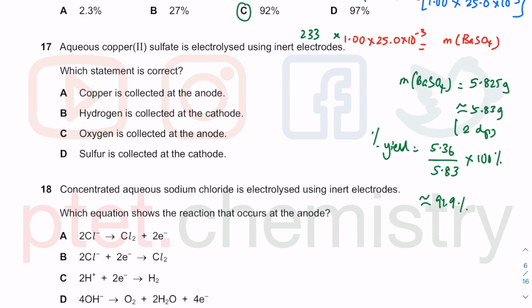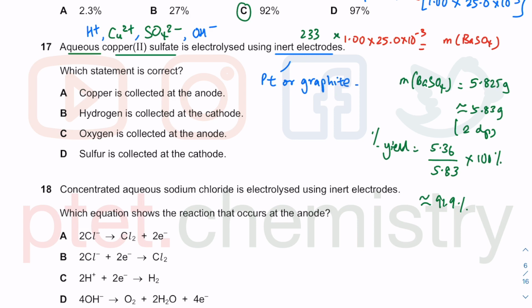Question number 17, we have aqueous copper sulfate. So this is a pale blue solution containing your Cu2+, your SO4 2-. But then we have an aqueous component which gives us the H+ as well as the OH- component as well. So in terms of the inert electrodes, such as platinum or graphite, what about this electrolysis is going to be correct?